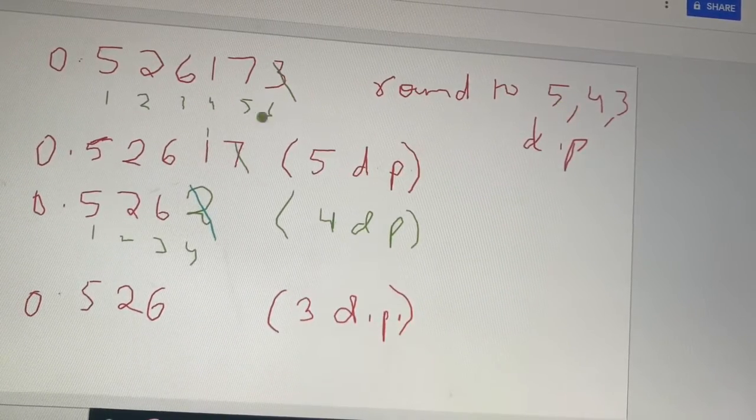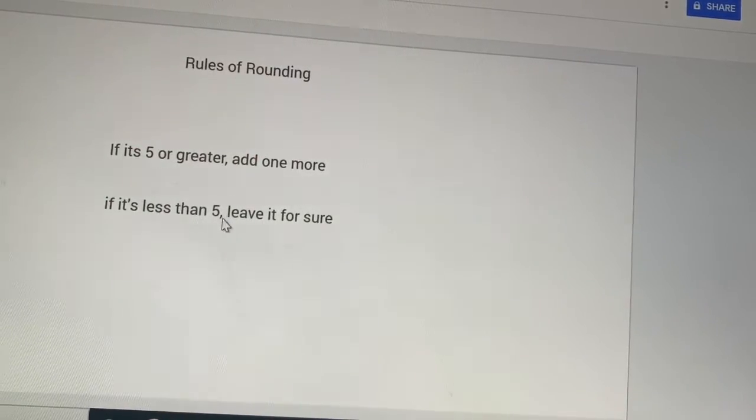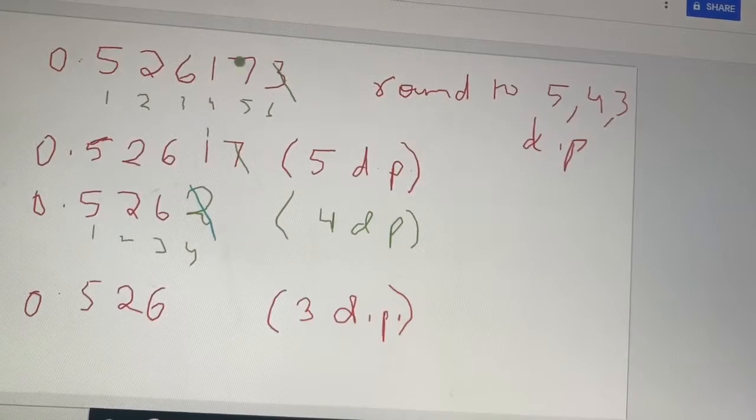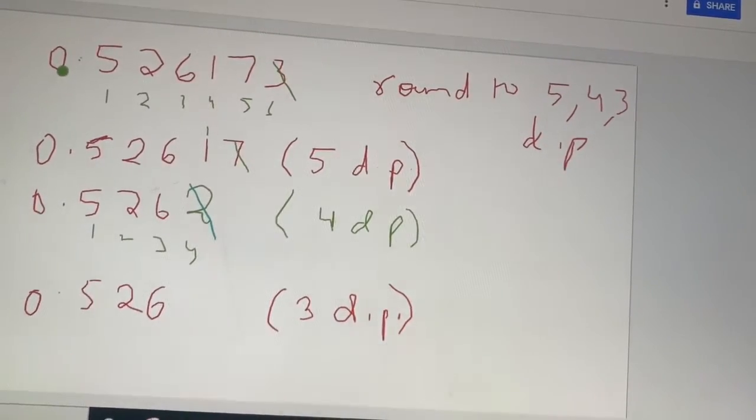They are asking us to round it to 5 decimal places. It means we need to cross this 3. Now when we are crossing this 3, because 3 is less than 5, there is no change, so it remains the same. We'll get 0.52617, no change. And now if you count the digits after the decimal, it's 1, 2, 3, 4, 5. So this is a 5 decimal place answer.